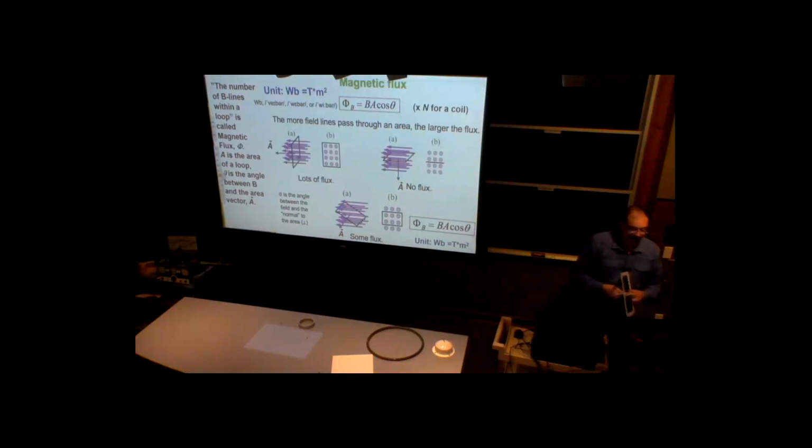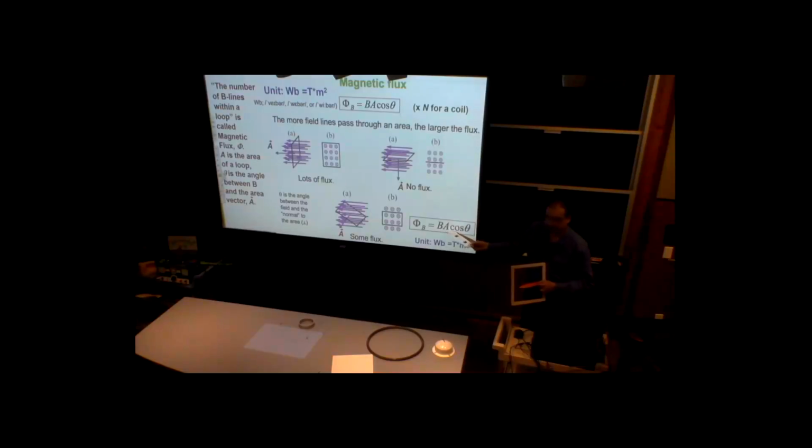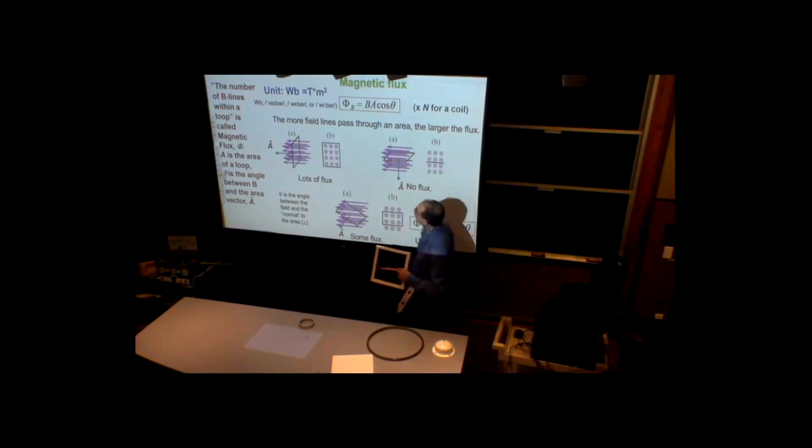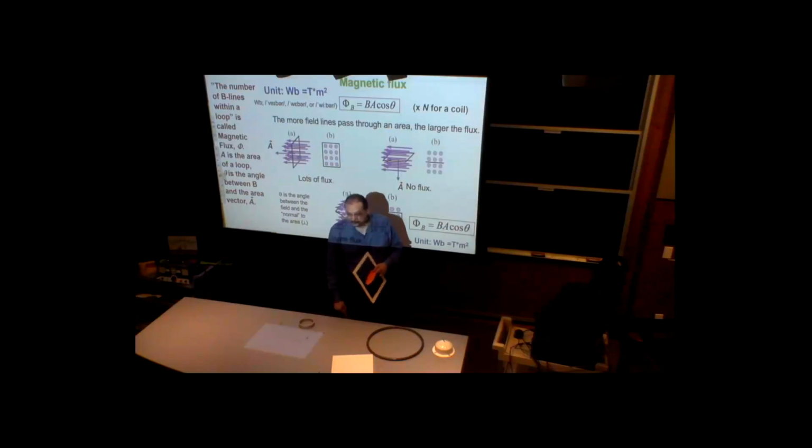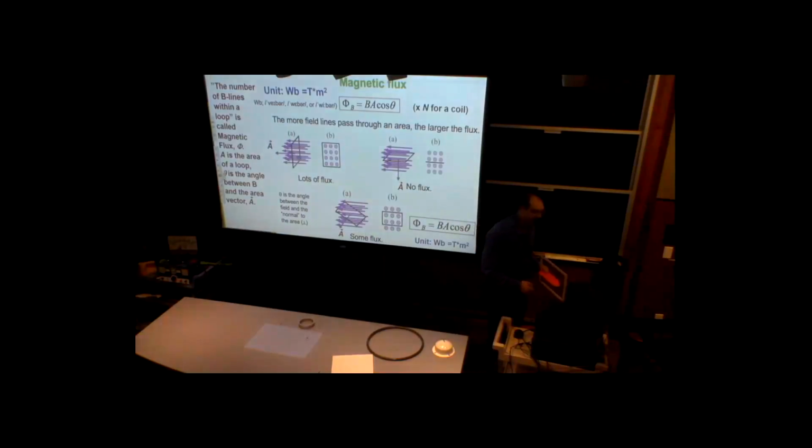And if we multiply the units, tesla, meters squared, that unit has a name. You can choose the way you pronounce it. People call it Weber, Weber, Wober.